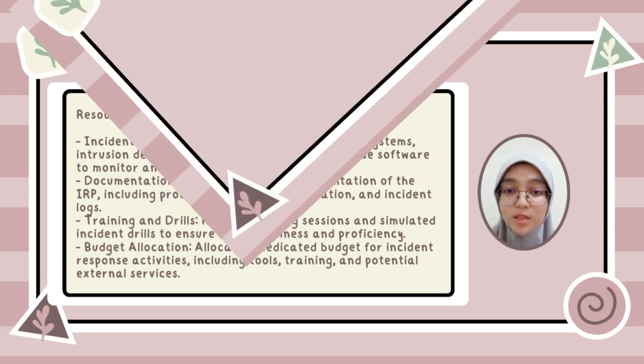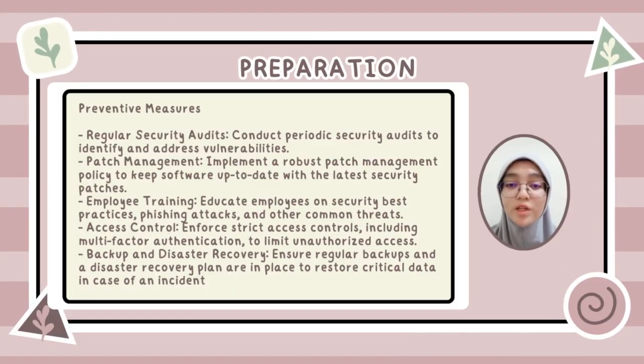Budget allocation for preventive measures. Regular security audits: conduct periodic security audits to identify and address vulnerabilities. Patch management: implement a robust patch management policy to keep software up to date with the latest security patches. Employee training: educate employees on security best practices, phishing attacks, and other common threats.